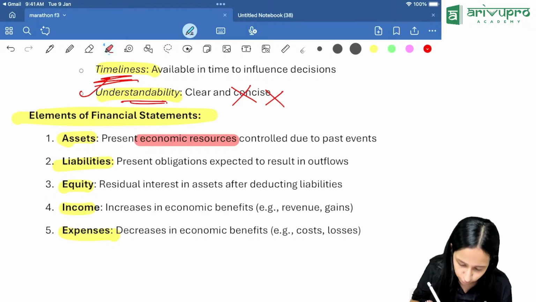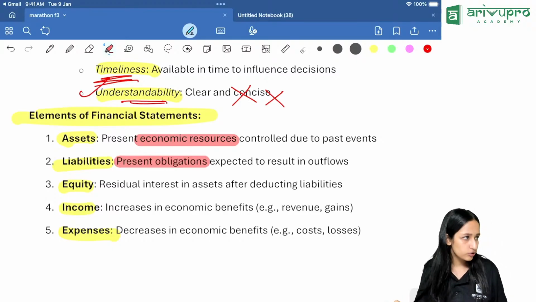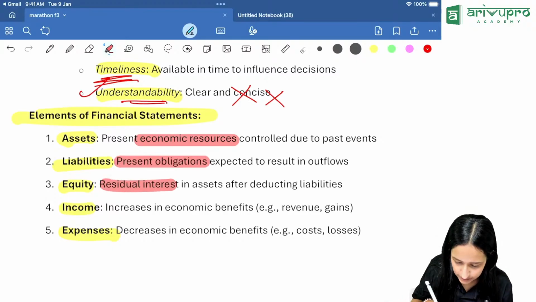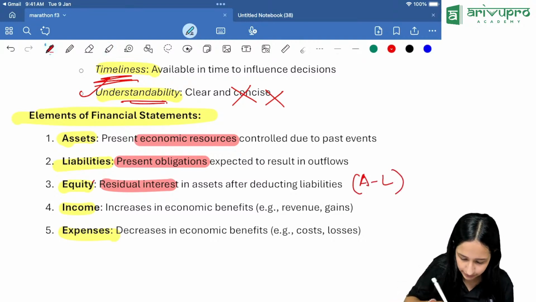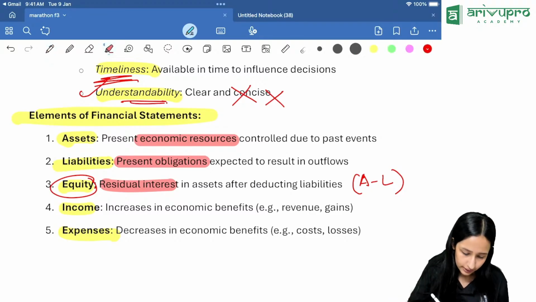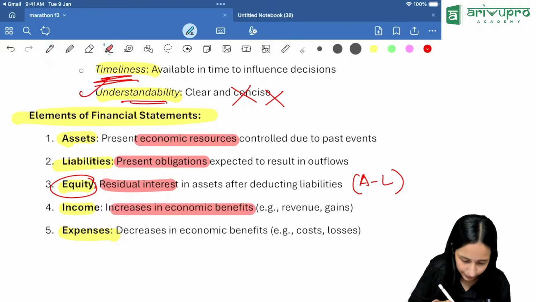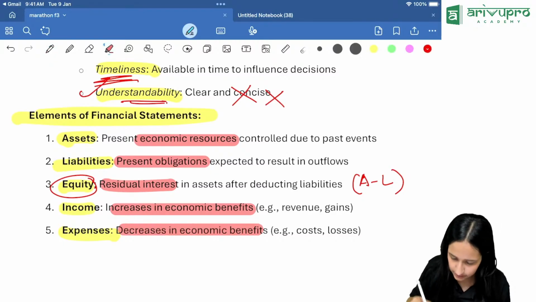For liabilities, present obligation is what you need to remember. For equity, this is residual interest. What is the meaning of residual interest? Assets minus liabilities gives you equity. Income is an increase in economic benefits. Expenses are a decrease in economic benefits.